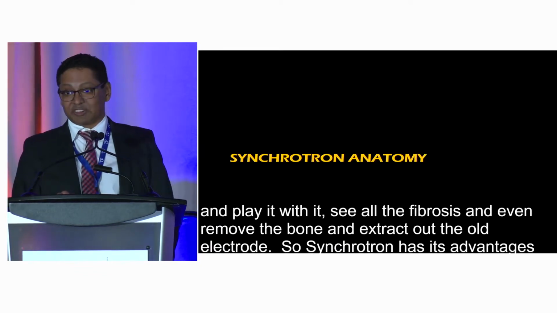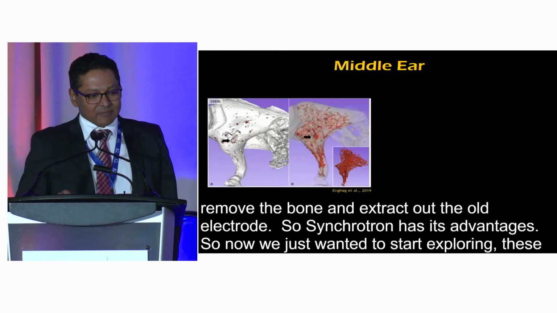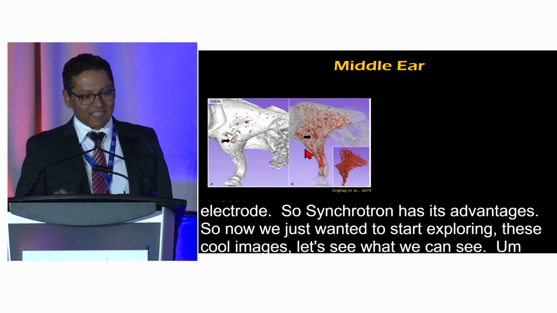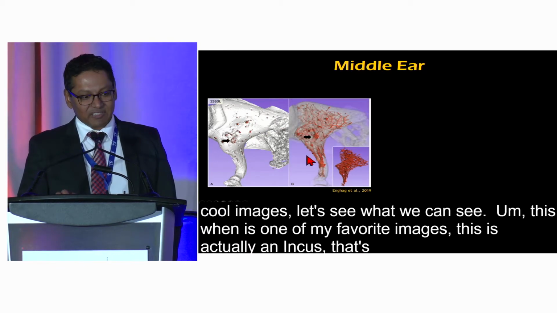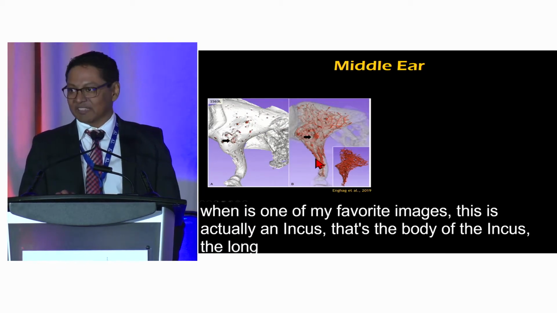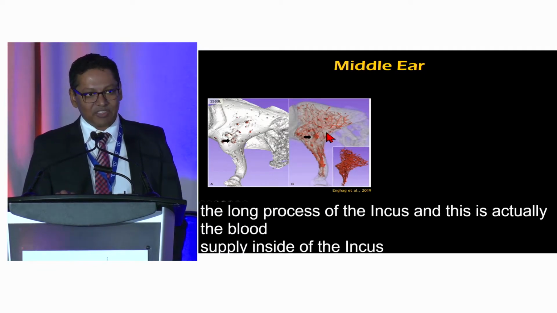So now we just wanted to start exploring. We're getting these cool images. Let's see what we can see. This is one of my favorite images. This is actually an incus. That's the body of the incus, the long process of the incus, and this is actually the blood supply inside of the incus. So we can actually see how all the blood vessels flow within the tiny ossicle.